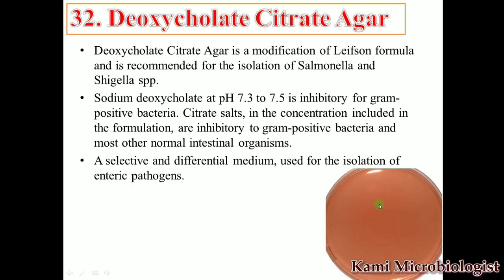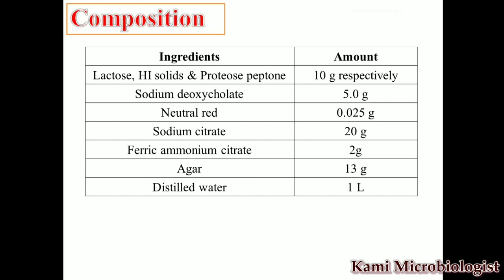Now this is the culture media, as you can see, deoxycholate without any growth, so it will look like this. Now let's see the composition, what ingredients are present in this media. This media contains lactose, HI solid, proteose peptone. All these three are 10 gram respectively. Sodium deoxycholate 5.0 gram, neutral red 0.025 gram, sodium citrate 20 gram, ferric ammonium citrate 2 gram, agar 30 gram, and distilled water 1 liter. So all these are the ingredients in 1 liter.